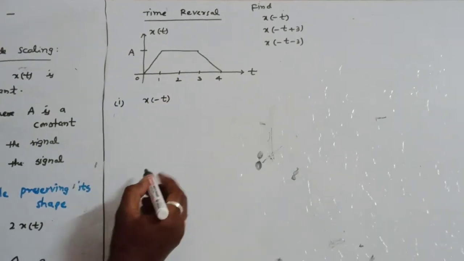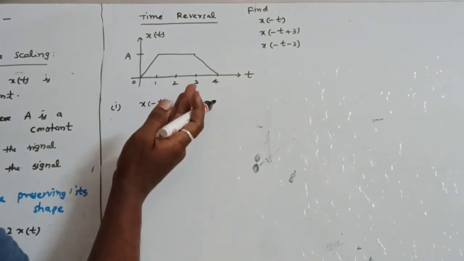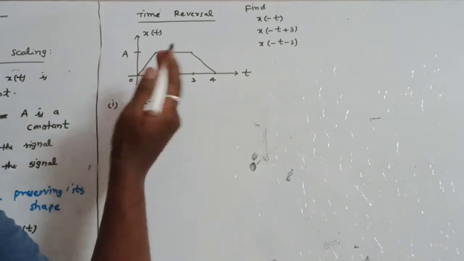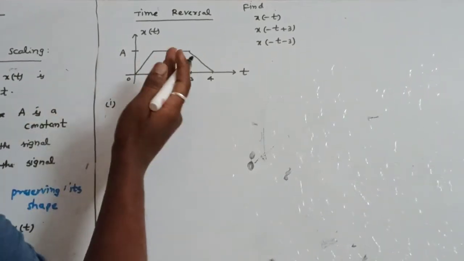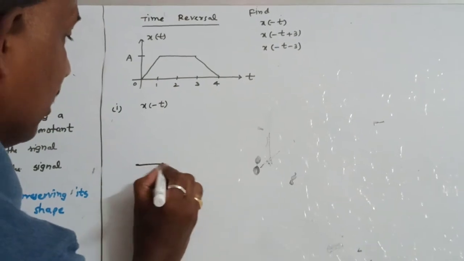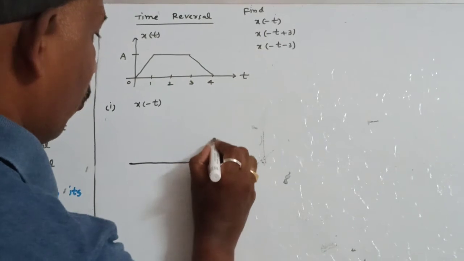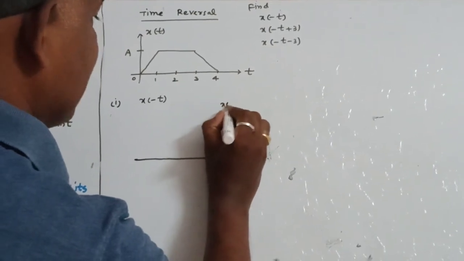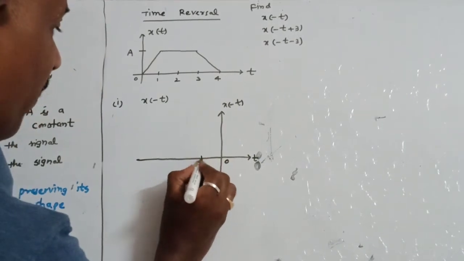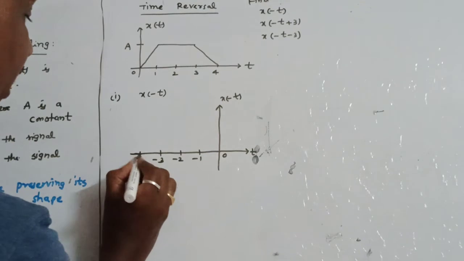What is this? It is a time reversal operation. What I said, drawing the same signal to the left side is called time reversal. That means I replace t by minus t, or fold the signal about t is equal to 0, is called time reversal. So just to draw the time reversal signal, as I have mentioned in the previous lectures, this is x of minus t versus t. Just to mention the scale: 0, minus 1, minus 2, minus 3, minus 4.